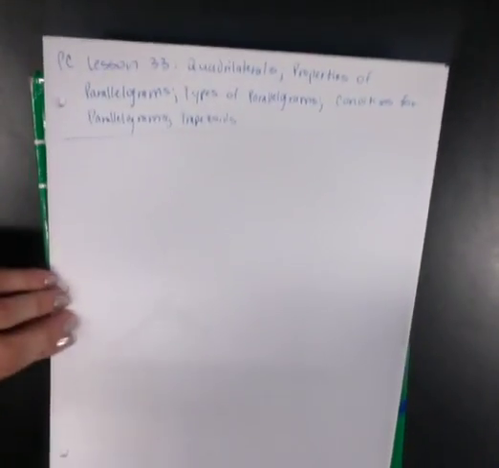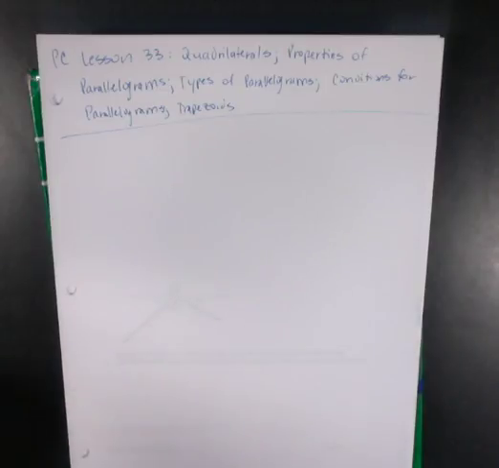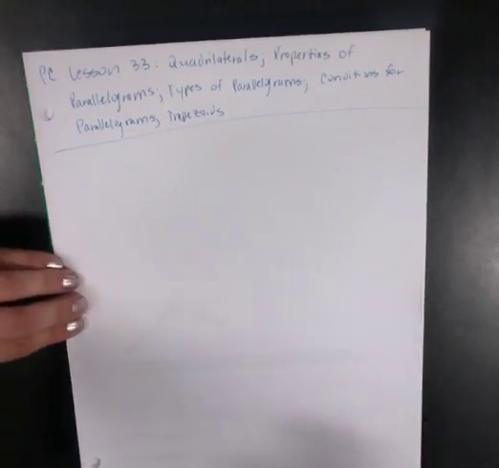Here we are again. We have Pre-Calc Lesson 33. Quadrilaterals, properties of parallelograms, types of parallelograms, conditions for parallelograms, and trapezoids.